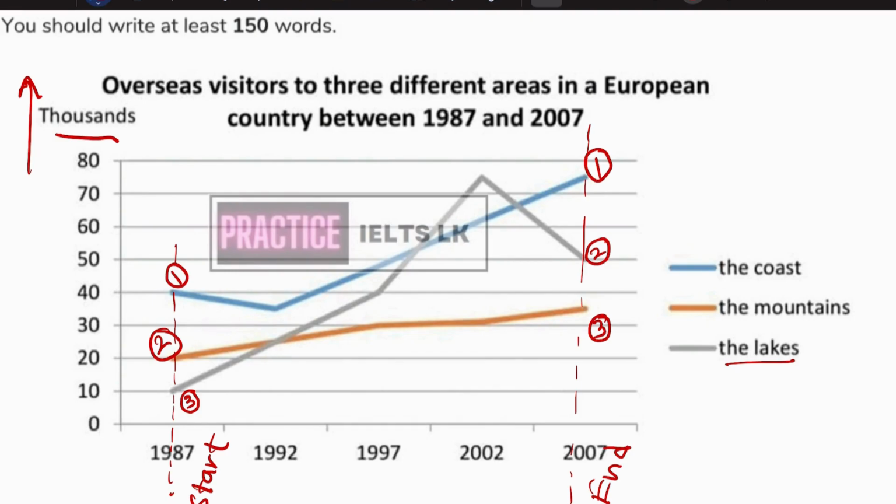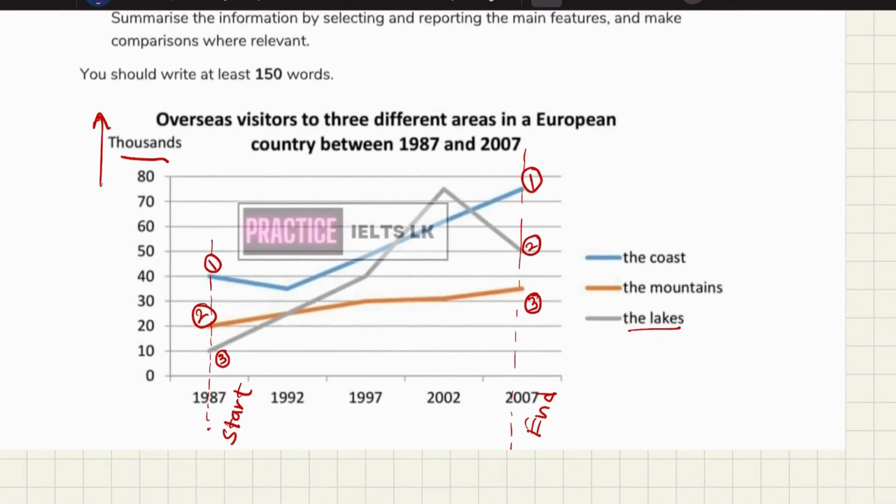Then go for the fluctuations, or try to identify the variations. Now here you can see this gray one, the lakes. You can see an increase up to 1997, then again the value increased, but the value dropped right from that point onwards. Then you can use 3 sentences, or you can use 2 sentences and connect them using one connector to write the variation of the lakes. That's it.